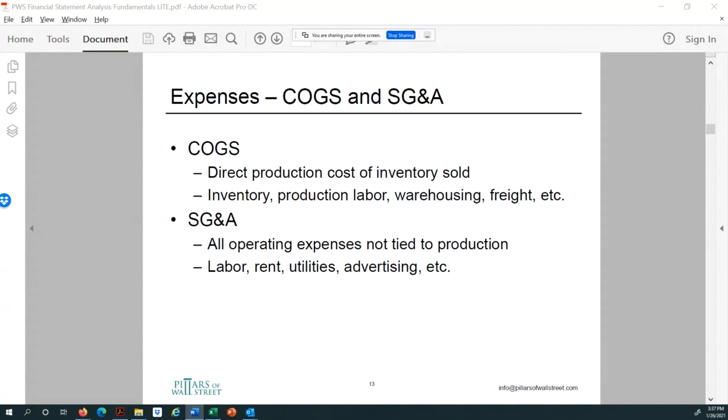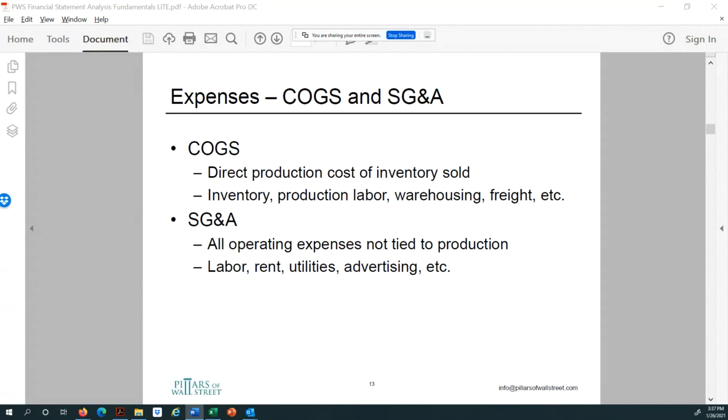Whereas SG&A, selling, general and administrative expenses, are general operating expenses a company incurs, not tied to production of products that they sell. So things like rent for the corporate headquarters, insurance for the corporate headquarters and employees, advertising expenses, salaries for the management team. All of these types of items are SG&A. Just general operating expenses.